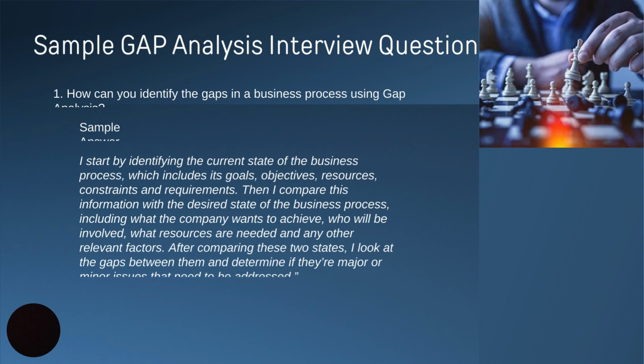In the next slide now, we have a sample gap analysis interview question. And the question is, how can you identify the gaps in the business process using gap analysis? A sample answer here is, you start by identifying the current state of the business, which would include its goals, its objectives, its resources. Then you compare that information with the desired state. You also think about what the company wants to achieve, who will be involved, what resources are needed, and any other relevant factors. And after comparing these two states, you look at the gaps between them and determine if there are major or minor issues and how they can be fixed.